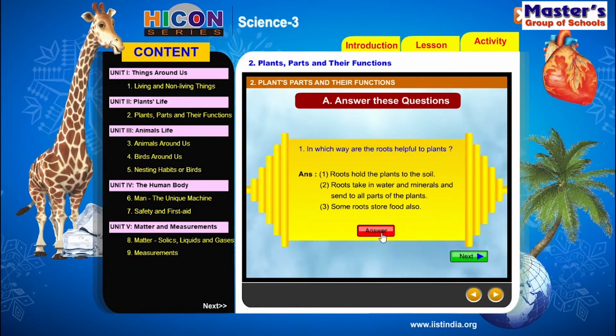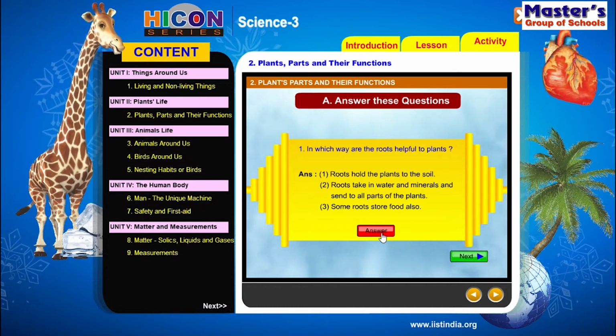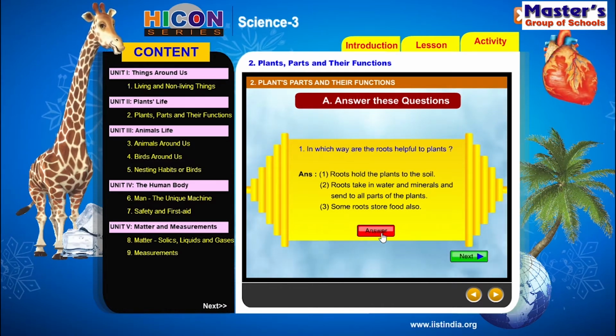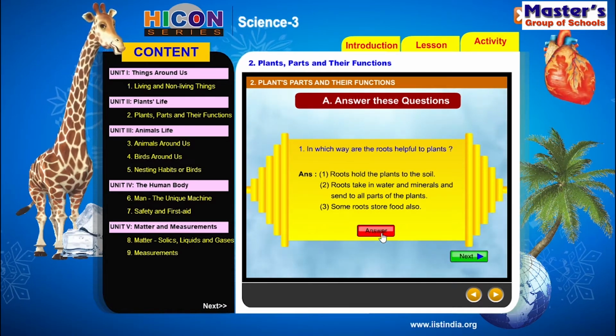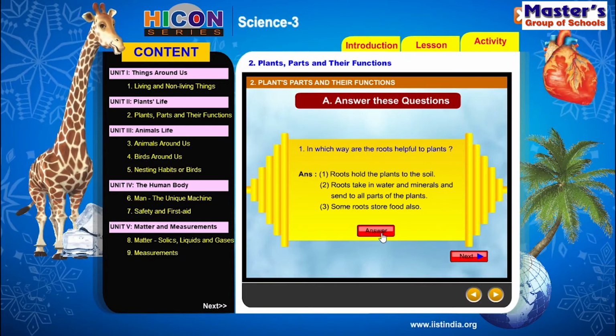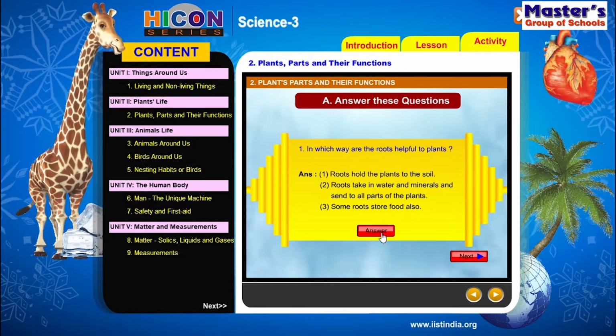So children, this is about the functions of the roots. The first one is that it holds the plant to the soil without falling down and gives support to the plant. The second one is that roots absorb water and minerals from the soil and supply them to all parts of the plant. And also some roots store their food in them. Example: carrot, radish and also beetroot. So we can eat the roots of some plants as food.